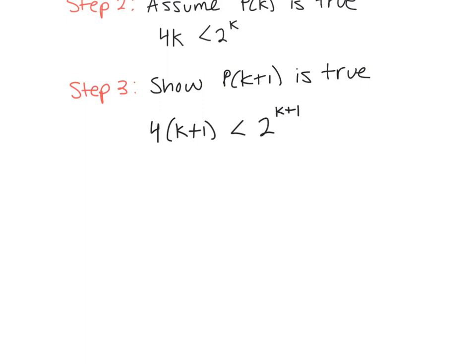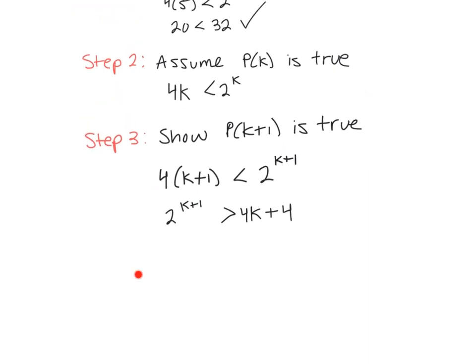So we are trying to show that 2 to the power of k plus 1 is greater than 4k plus 4. So I kind of just flipped the order that that's in. So we're going to start for this process with the larger side of the inequality. And then we're going to work our way down into smaller statements until we can conclude that it's definitely larger than 4k plus 4. So again, this is our goal. This is where we're trying to reach.